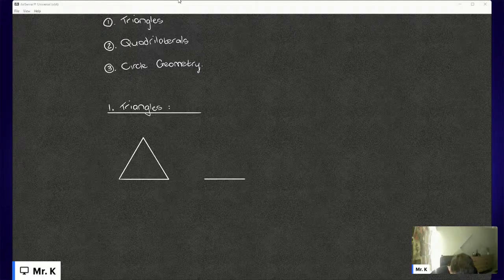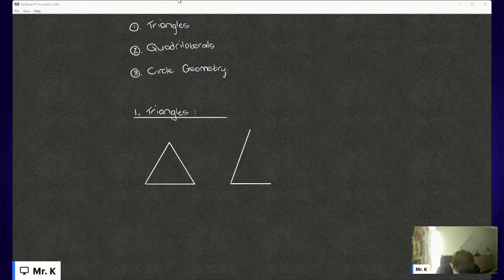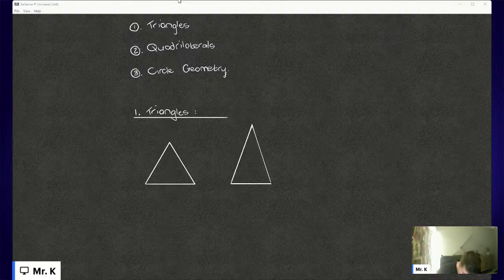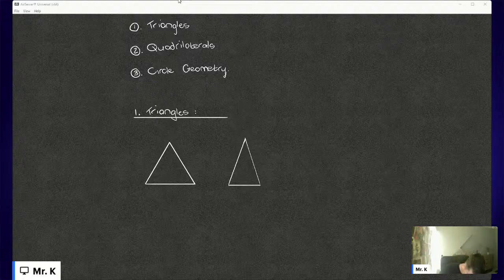Sorry, guys, just a second. I just want to draw these accurately. So we've got an equilateral triangle. Then we have what we call an isosceles triangle. And yes, you guys do need to know the names of the different triangles. That is important, right? So we have equilateral, isosceles, and finally, the misfit of the group, what we call a scalene triangle.